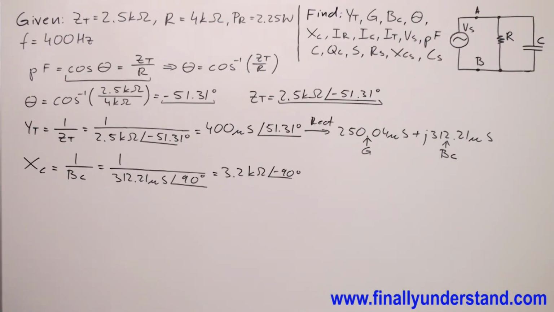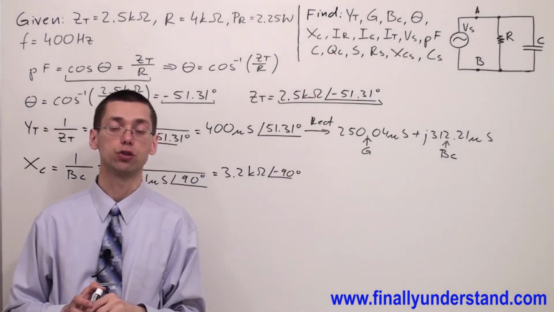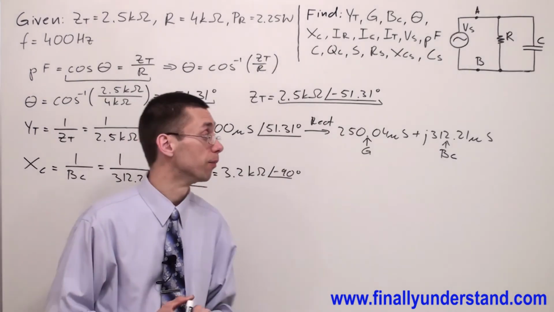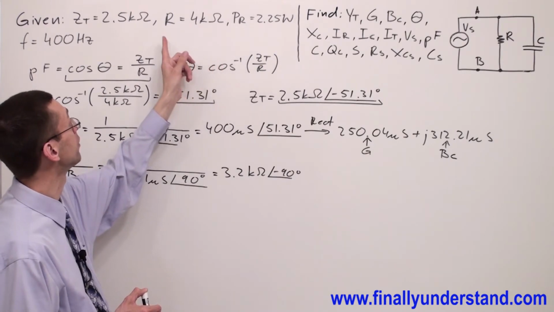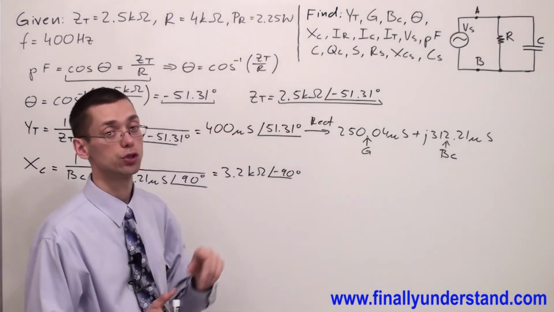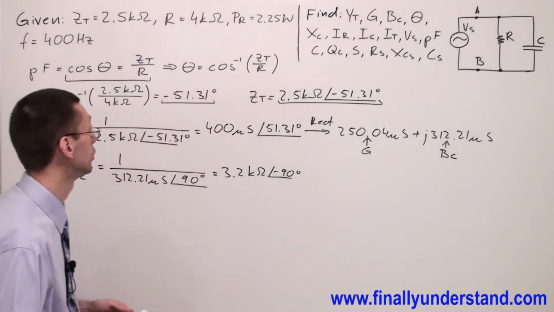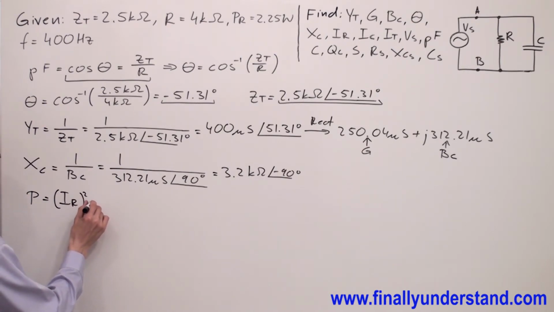Next, we're supposed to find the current which goes through the resistor. But please notice that the voltage source is not given. But we have given power, true power, and we have given the resistance. PR is the power at the resistor. In other words, this is true power. So from these two values we can find the current. The formula for power says power is equal to IR squared times resistance.